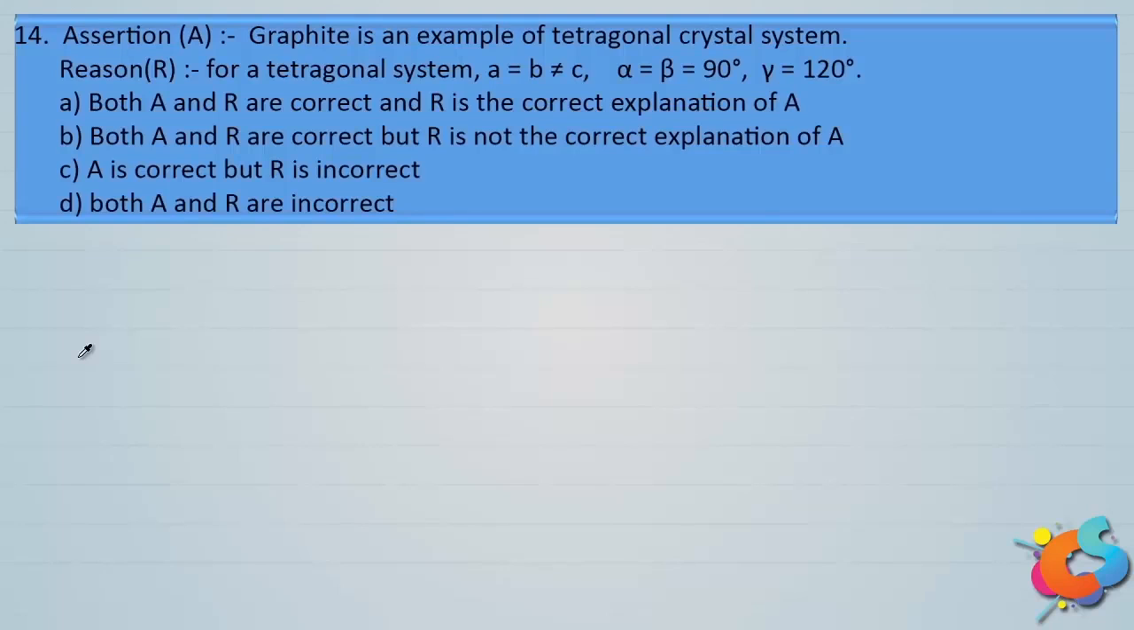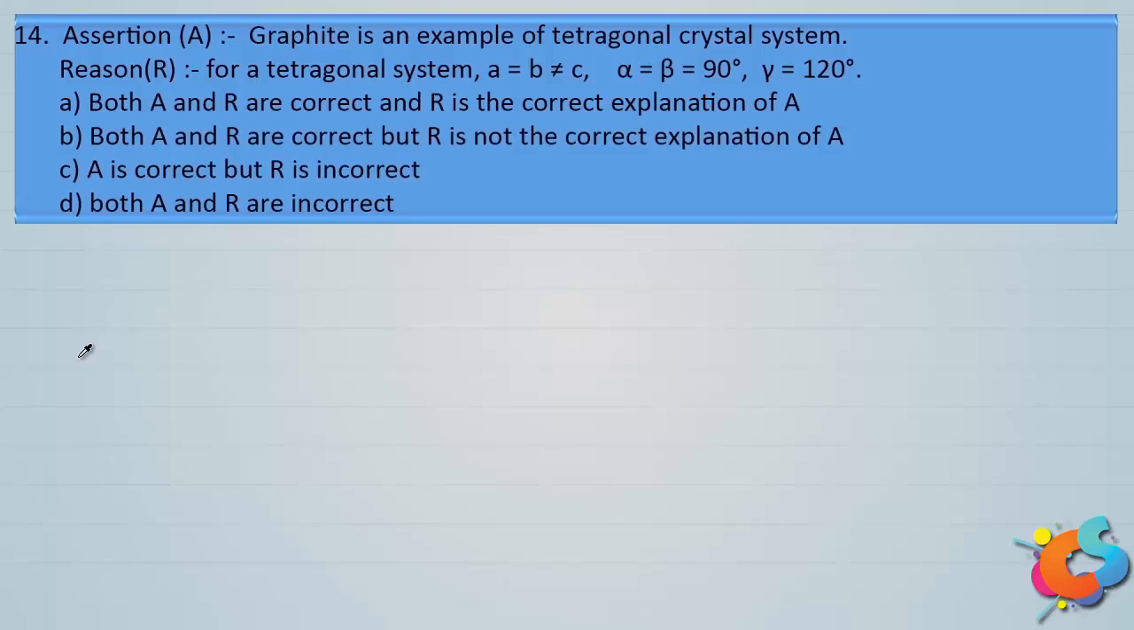It is a type of assertion question, and the question is: graphite is an example of tetragonal crystal system. The reason is, for a tetragonal system, A is equal to B, which is not equal to C, and alpha is equal to beta is equal to 90 degree and gamma is 120 degree.